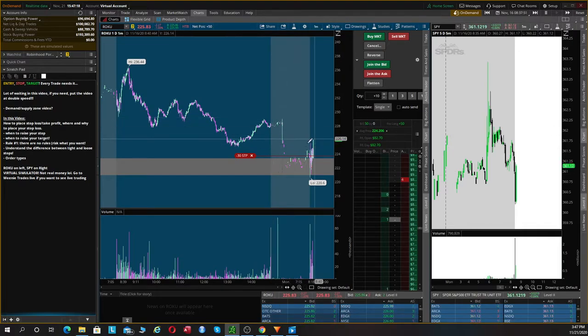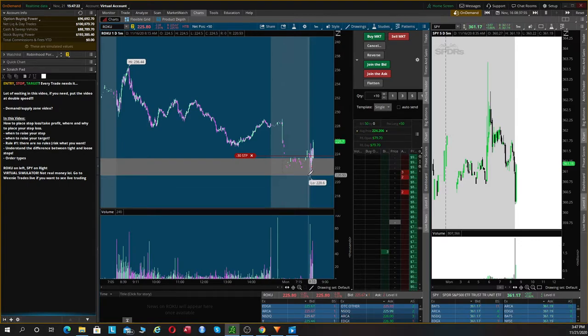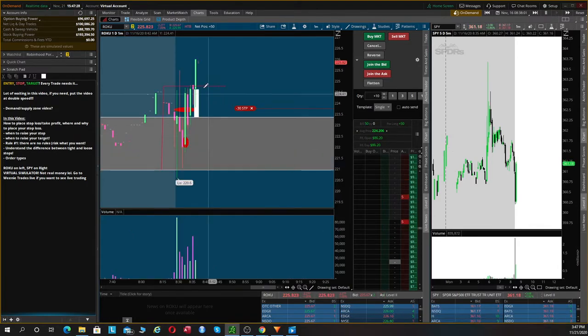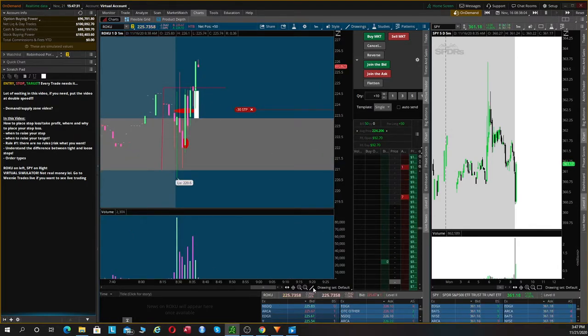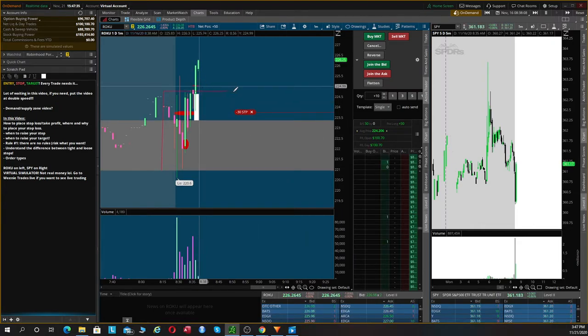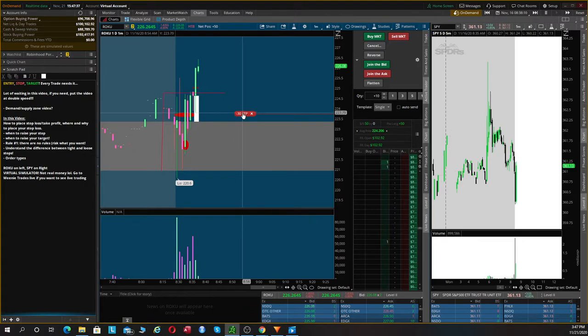So right here, we just broke out. This was a nice good bull flag formation. We had this nice move up, and we had the sideways consolidation over that 224.76 level. And right there where we triggered into our shares, that's where we added to Roku. So now we have a pretty big position, 50 shares. So now we're just going to raise up our stop.